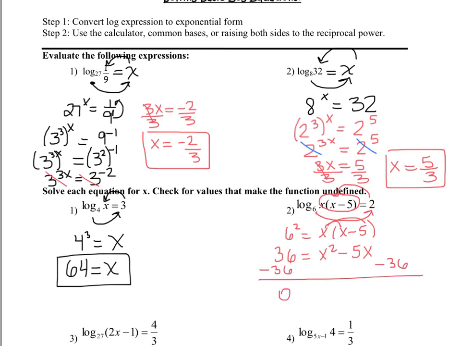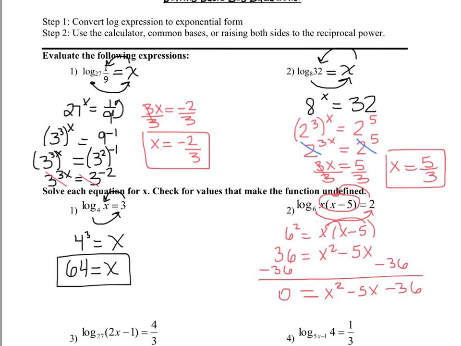And I'm going to get 0 equals x squared minus 5x minus 36. Now take a minute, see if you can factor this using AM. Pause the video, hit resume when you're finished.